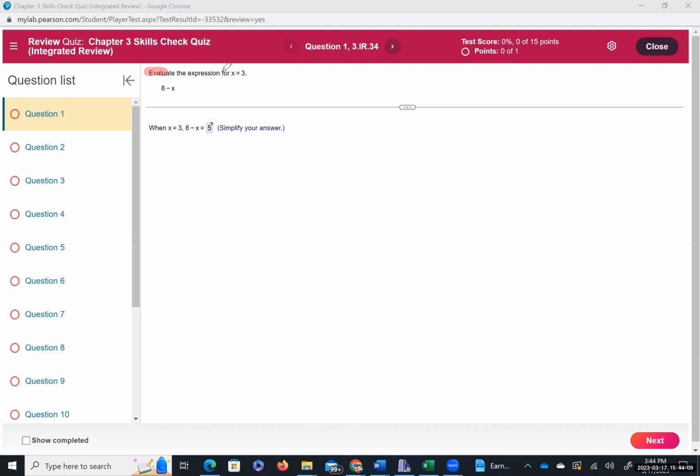So look at the question here. They give us x equal to 3, and they want you to evaluate the expression 8 minus x. So what we're going to do is substitute x equal to 3 into the x over here, right? And we get 8 minus 3 instead of x, and I will get 5 as the answer. Okay, let's move to the next one.